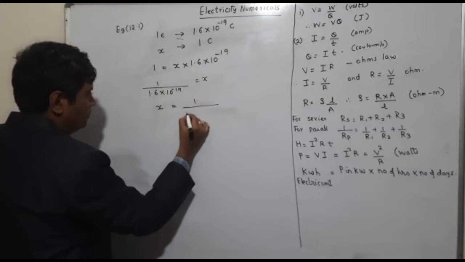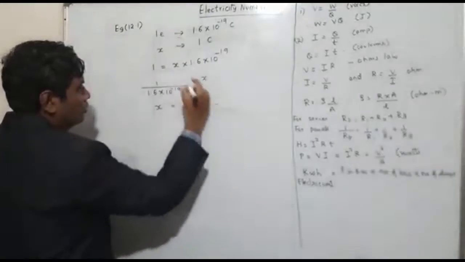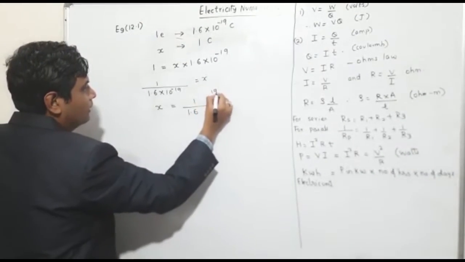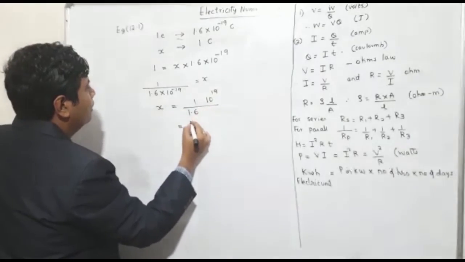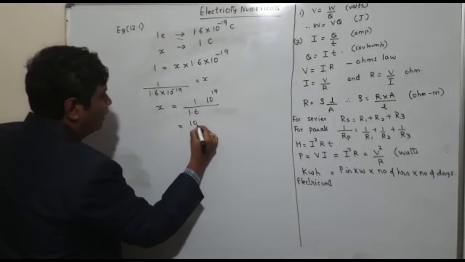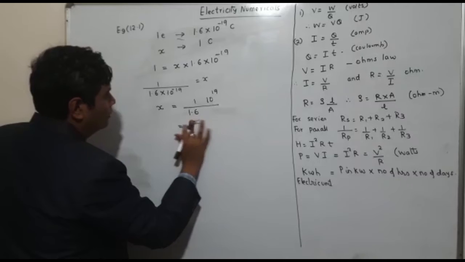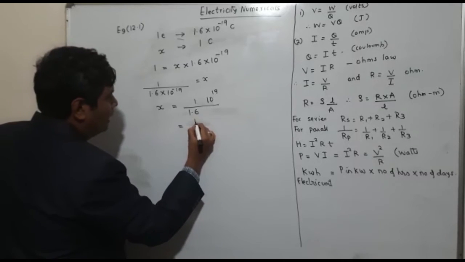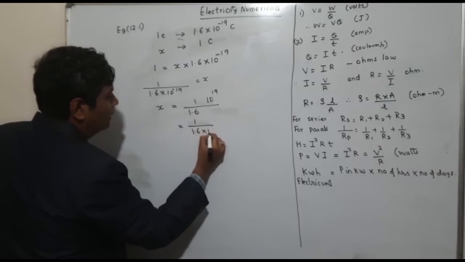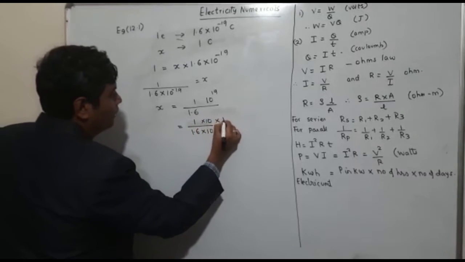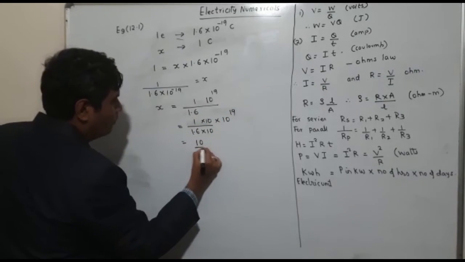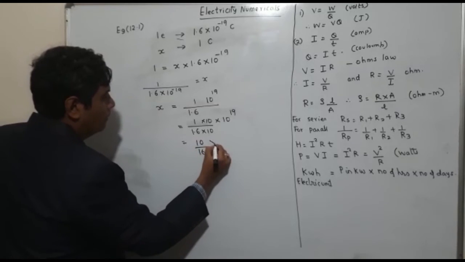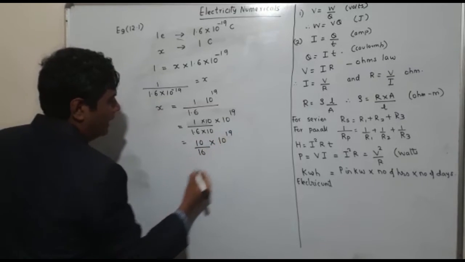So x is equal to 1 upon 1.6 into 10 raised to positive 19. So this I will write as 1 upon 1.6 into 10 into 10 raised to 19. So this becomes 10 upon 16 multiplied by 10 raised to 19.